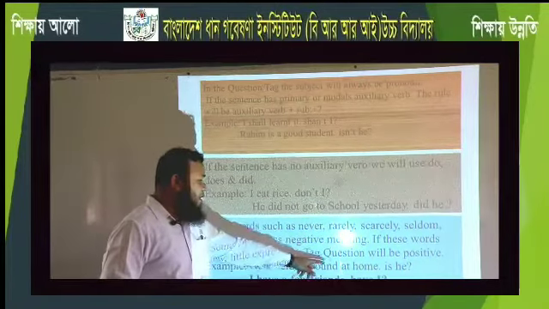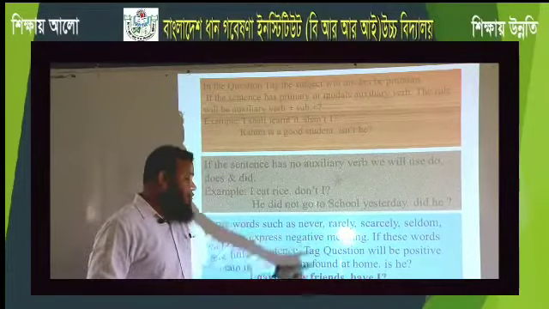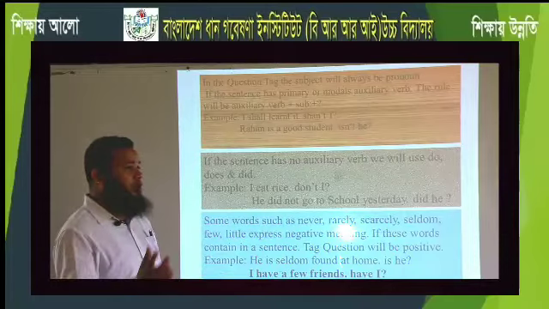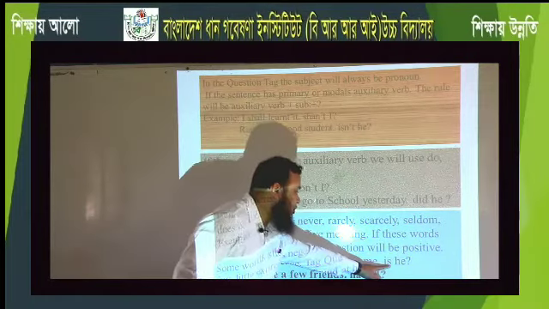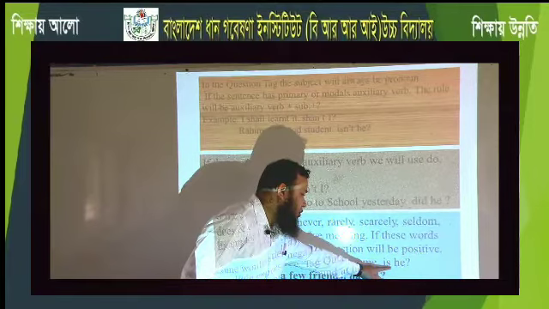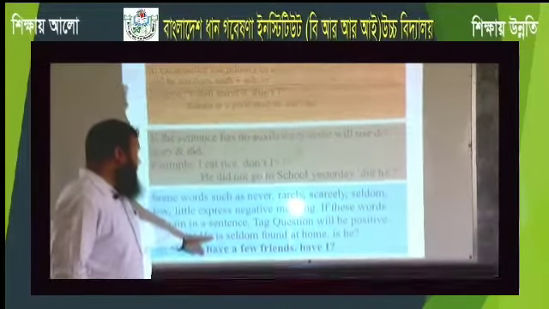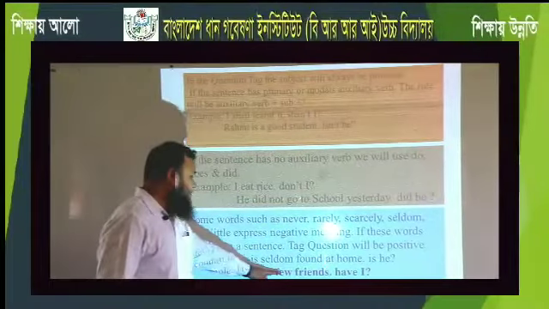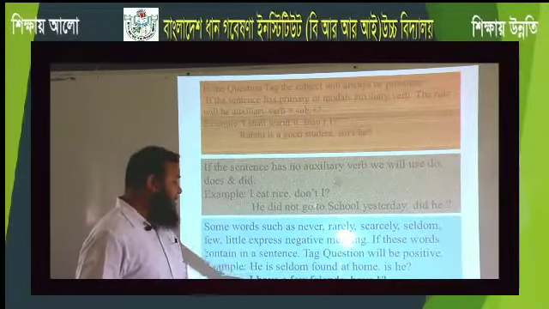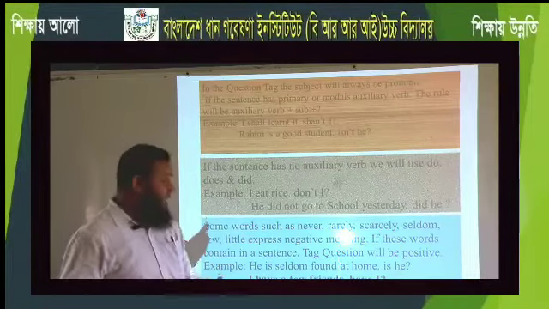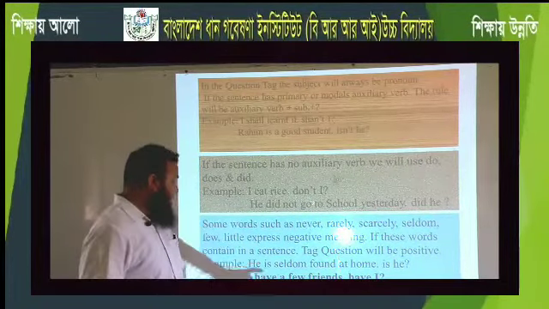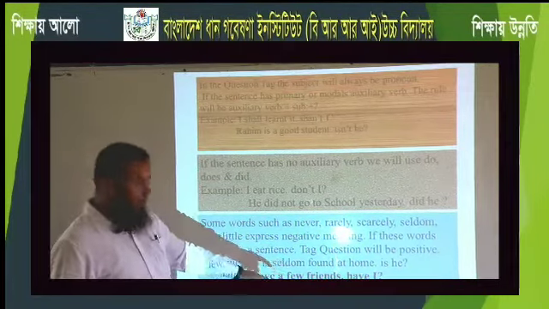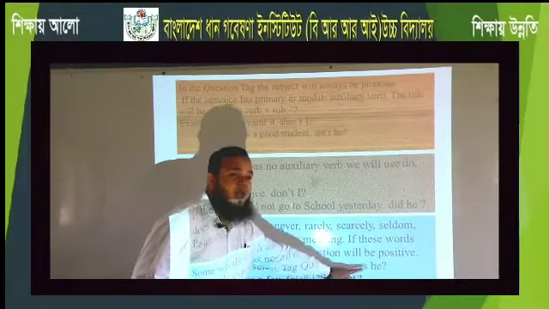Example: he is seldom found at home. We have the word seldom here, so it is a negative sentence. For this reason, whenever we use a tag, we have to use the affirmative, so we use is, and we have not used not, because it is a negative sentence. Then, I have a few friends. In Bengali, I have a few friends means আমার বন্ধু নেই বললেই চলে, that means it is a negative idea. So whenever we use a tag question, we have to use the affirmative, have I.